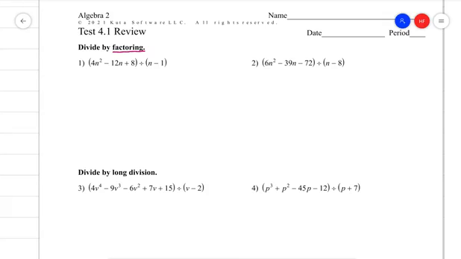Alright, so this video is going to go over test 4.1 review. Your test is tomorrow and it is over polynomials, so adding, subtracting, multiplying, dividing, and classifying.